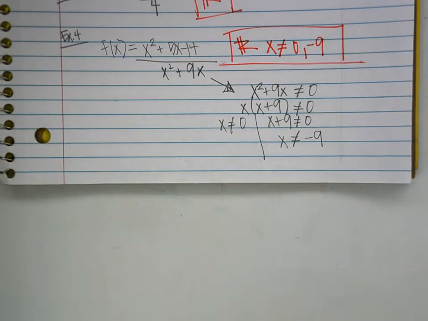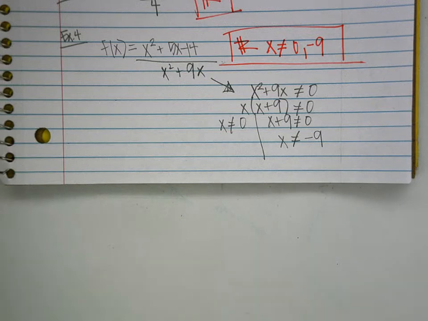Okay, is this difficult, easy? All you're doing is factoring and canceling. Factor and cancel, that's it. Okay, questions so far? Because you're not exactly done.